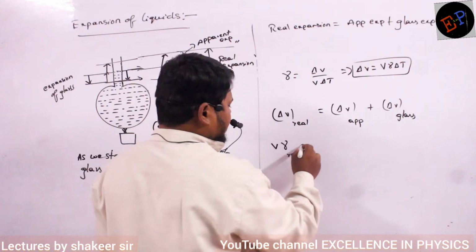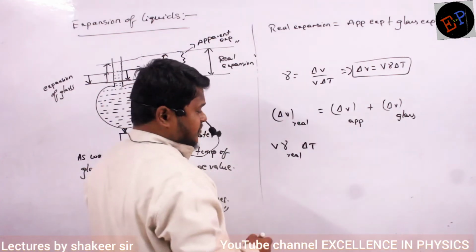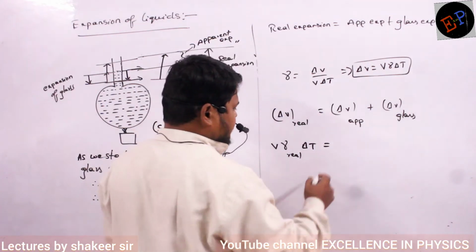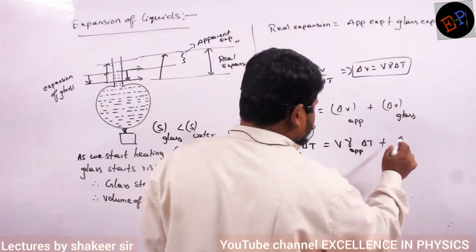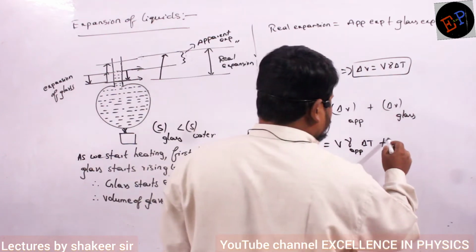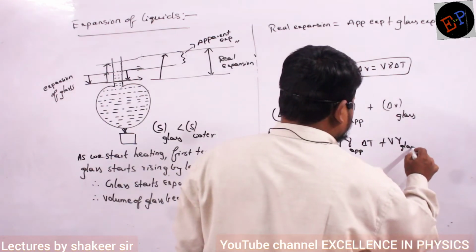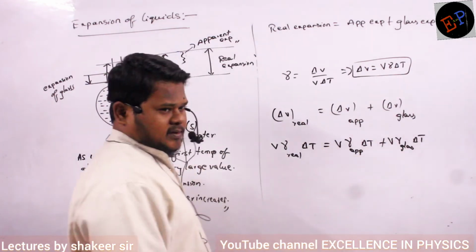So V gamma real delta T. This is how I can write. Apparent expansion, how can I write? V gamma apparent delta T plus delta V glass, V gamma glass delta T. This is how I can write.